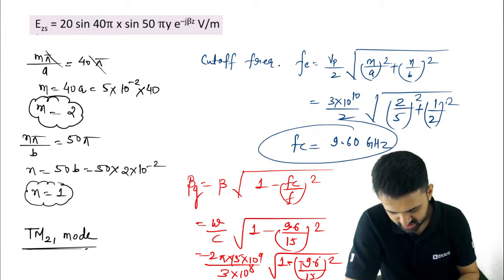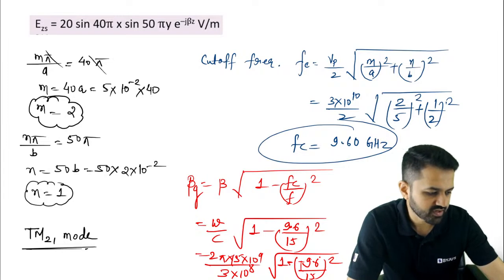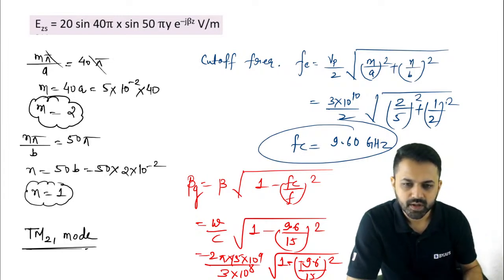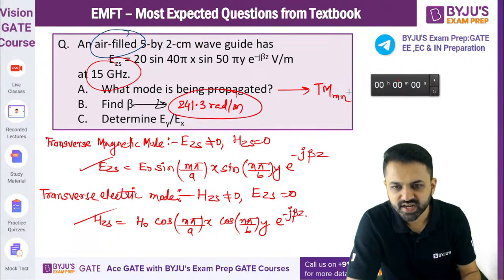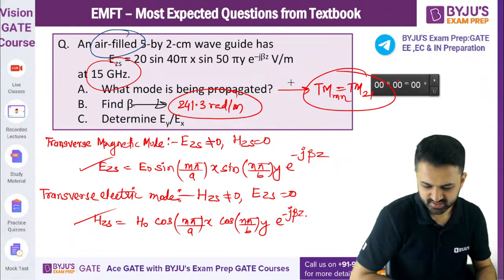Now if I calculate it, 2 pi into 15 into 10 to the power 9 divided by 3 into 10 to the power 8, root over 1 minus in bracket 9.6 square divided by 15 square, we are getting 241.3. So beta g is 241.3. So I am writing here the answer: 241.3 radian per meter. This we will get, and this we have got for TM21. This is our answer.